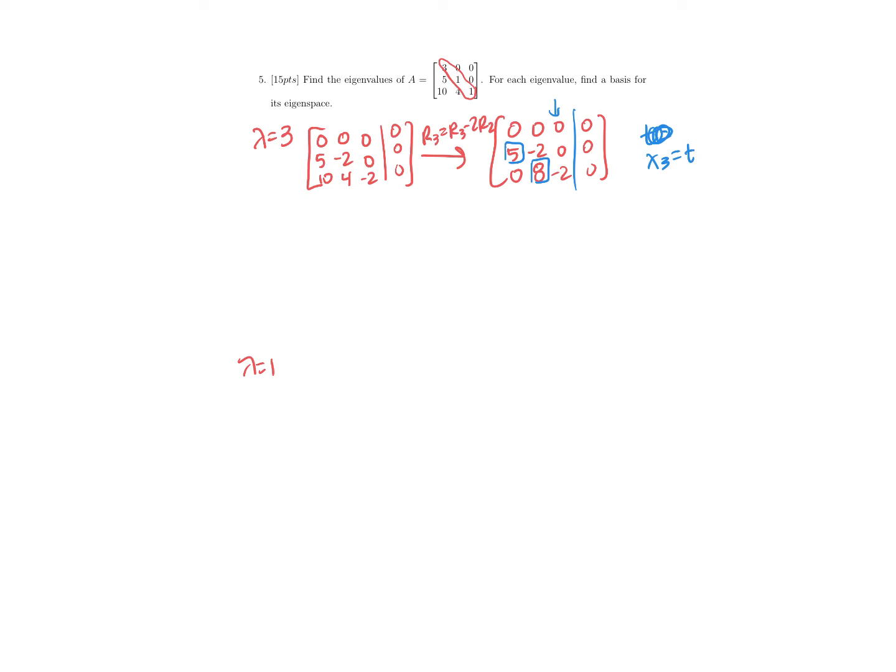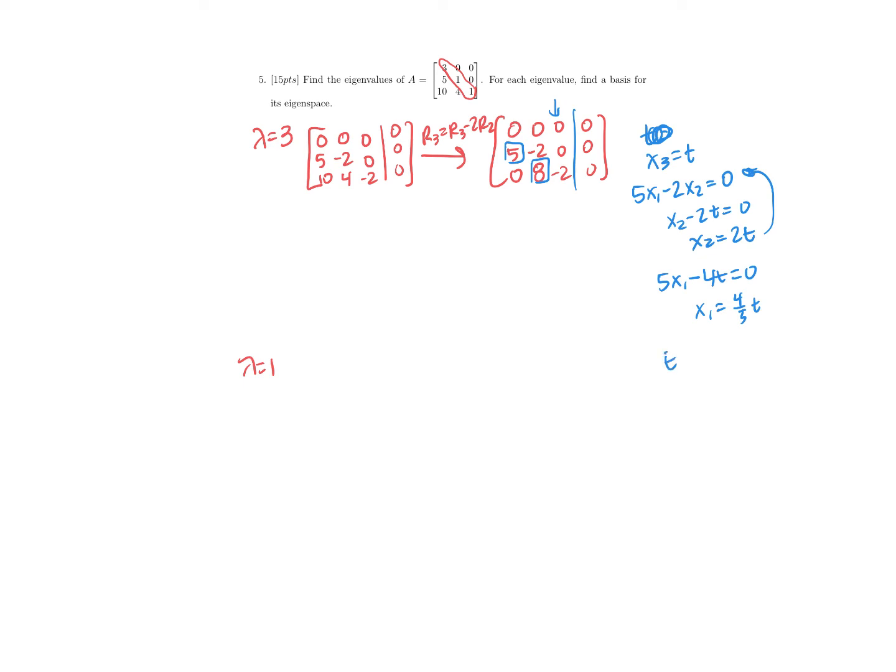x3 equal t. So I have 5x1 minus 2x2 equals 0. And then I have x2 minus 2t equals 0. So x2 is equal to 2t. And then I can plug that in up here, and I get 5x1 minus 2 times 2t, so minus 4t equals 0. So I can add that over. I get x1 is equal to 4/5 t.